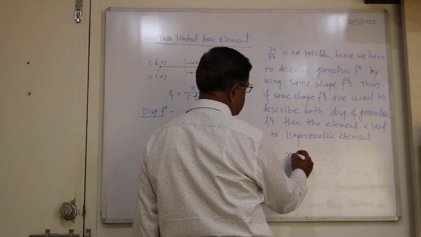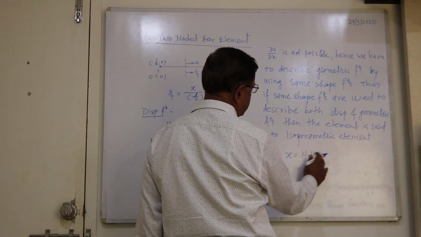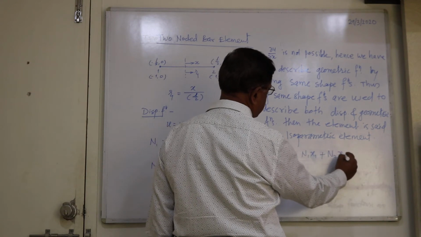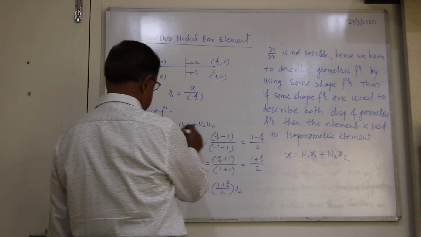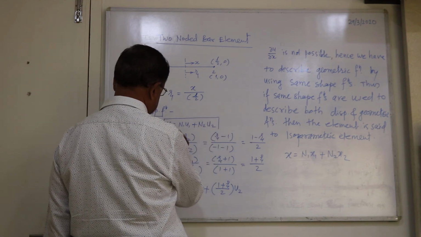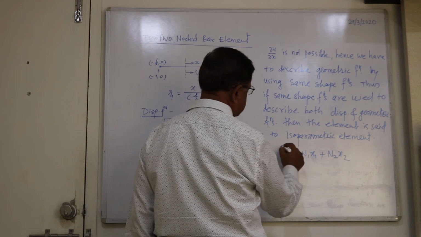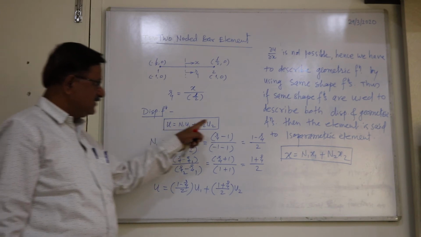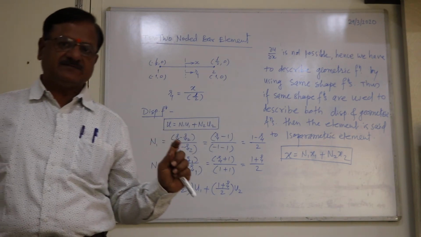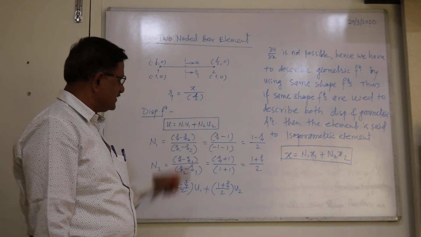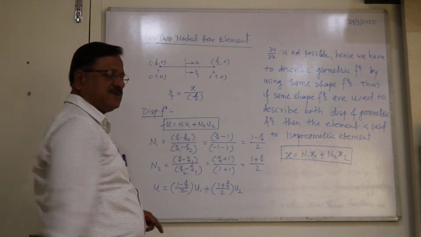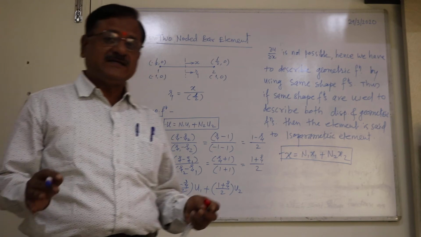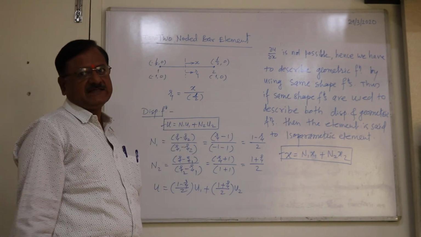So what is the geometric function? X equal to N1 x1 plus N2 x2. So this is the displacement function, and this is the geometric function. N1 and N2 used in both the functions are the same. If we use the same shape functions to describe the displacement function and this geometric function, then the element is said to be an isoparametric element.